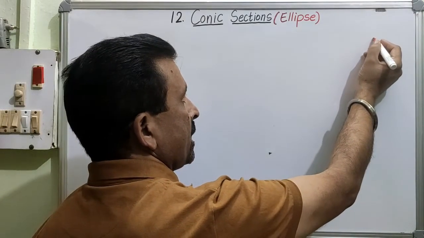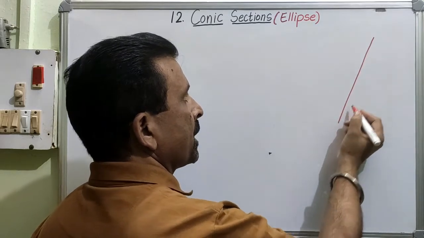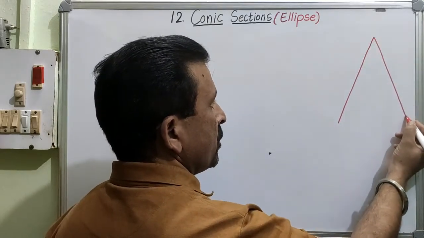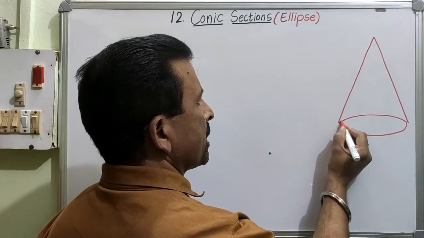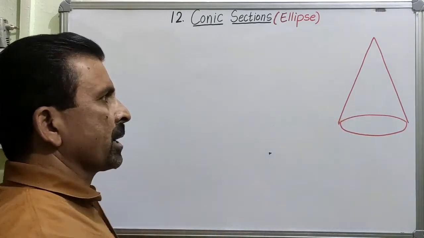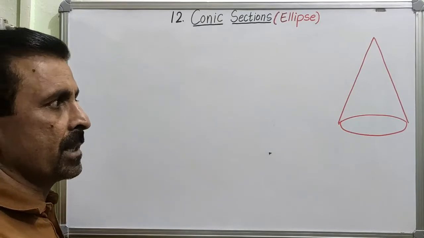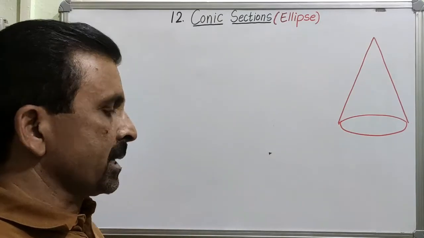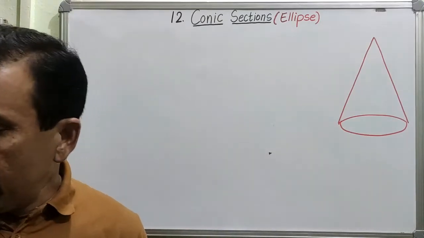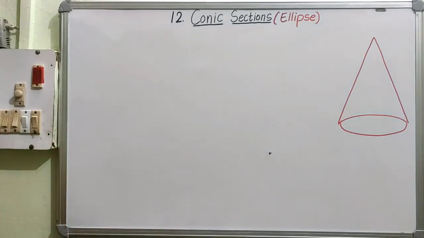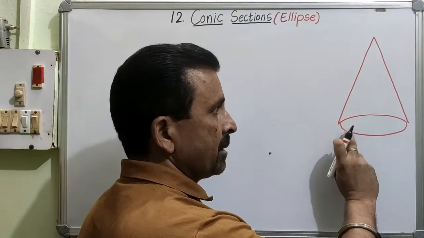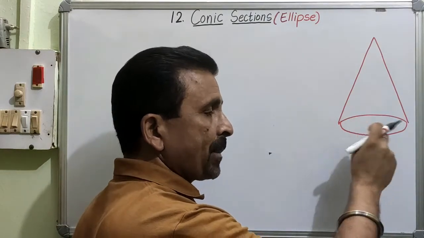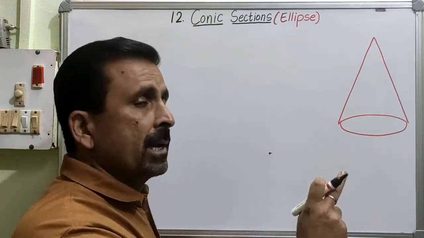We can take a cone, right? This is a cone, and if we cut this cone at some angle with the base, right, not parallel to the base, we are going to cut this cone not parallel to the base but at some angle with the base.